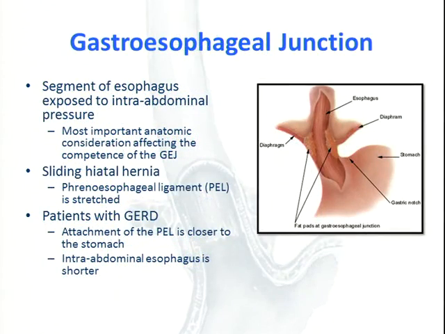Looking a little more closely at the GE junction, this is the segment of the distal esophagus that is exposed to the positive intra-abdominal pressure. This tends to be the most important anatomic landmark affecting the competence of the GE junction in terms of reflux disease, which we'll get to in a little bit. Those patients have a sliding hiatal hernia. The phrenoesophageal ligament, not pictured here, is generally considered to be stretched. In patients who just have reflux without a hiatal hernia, the attachment of that ligament is actually closer to the stomach as opposed to the esophagus, so sort of a phrenogastric ligament, and therefore the intra-abdominal portion is shorter, which plays a role in reflux disease.